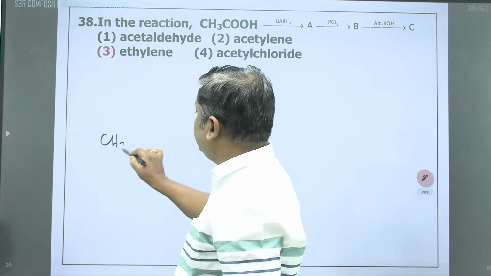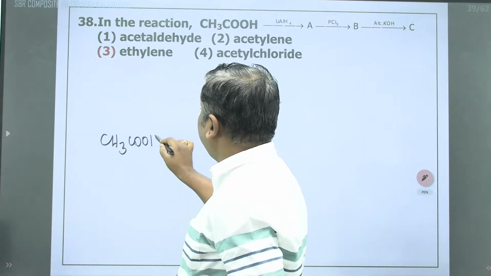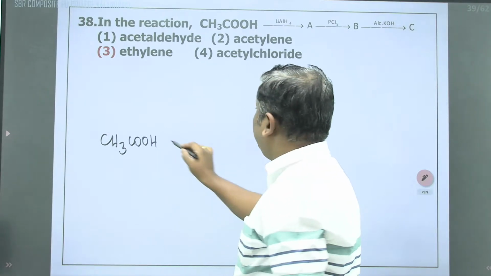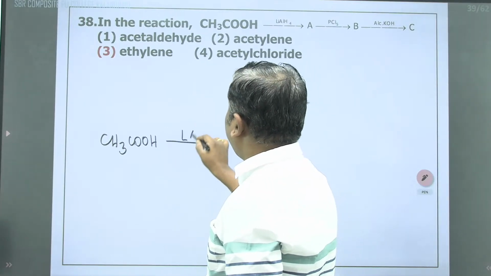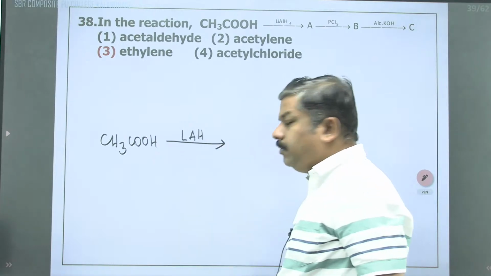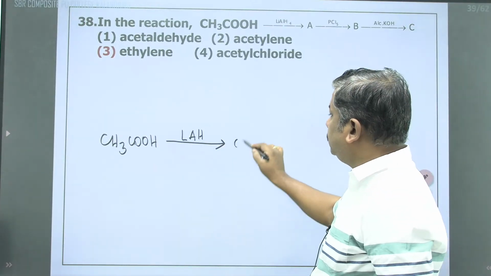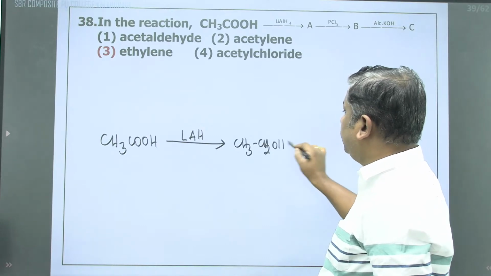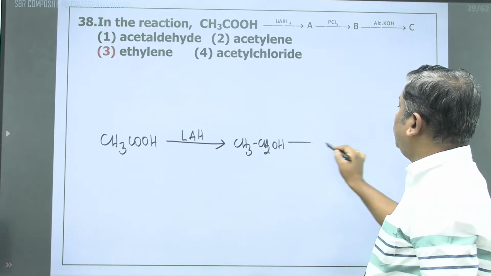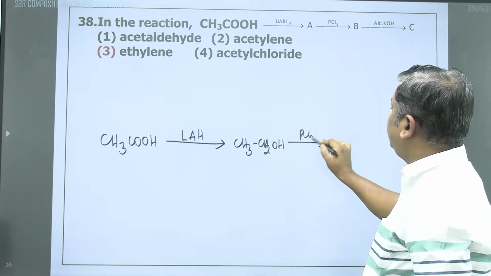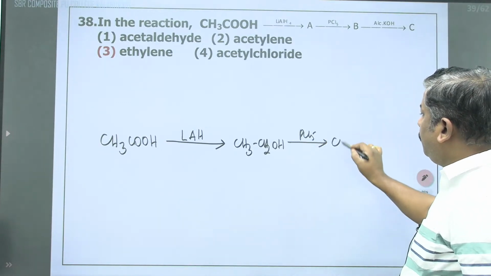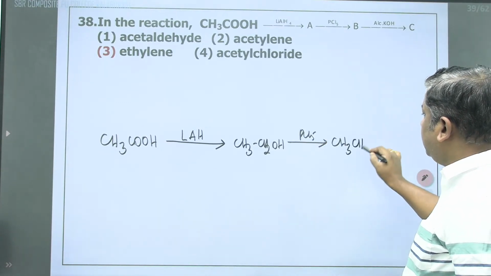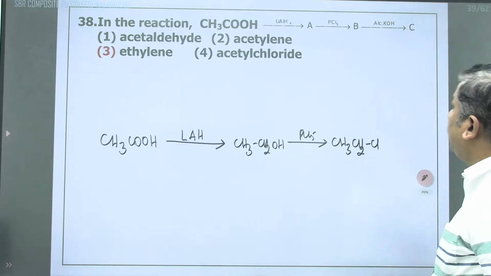Let us write the reaction. CH3COOH, that is acetic acid, combines with lithium aluminium hydride. When it combines with lithium aluminium hydride, you know very well, this is converted into CH3CH2OH, ethyl alcohol. Ethyl alcohol is treated with PCl5, phosphorus pentachloride. The compound produced here is CH3CH2Cl, ethyl chloride.